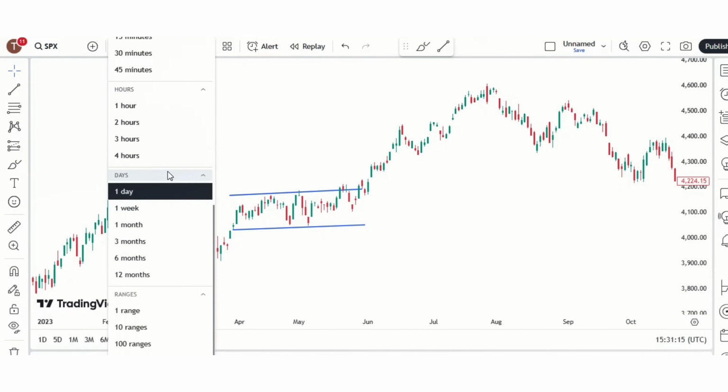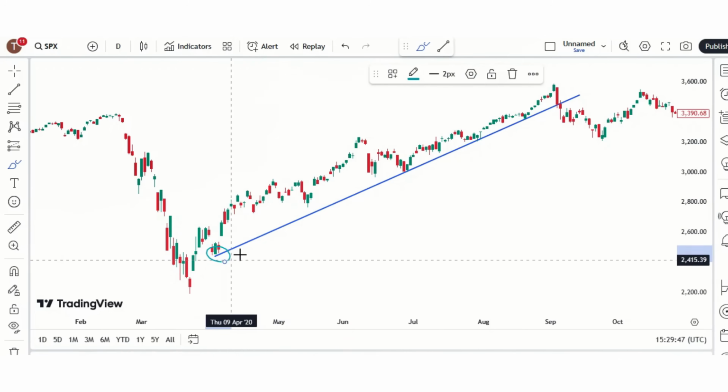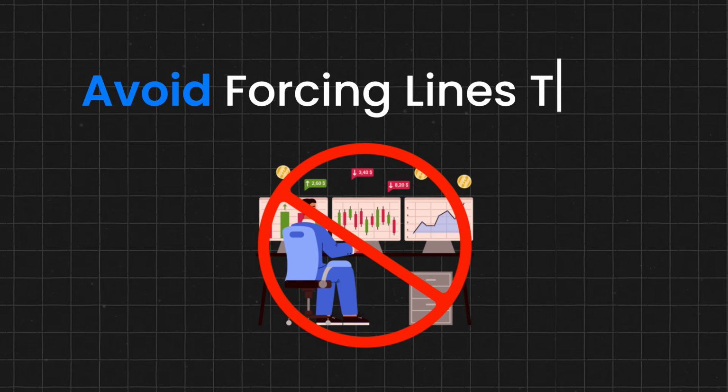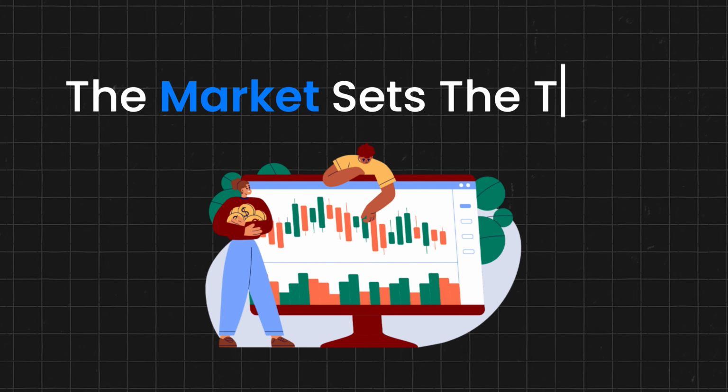Tips for accurate trend lines. Use longer time frames for more reliable trends. The more price points a line touches, the stronger the trend. Avoid forcing lines to fit. The market sets the trend, not you.